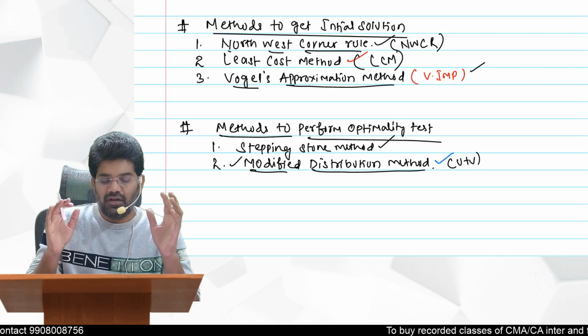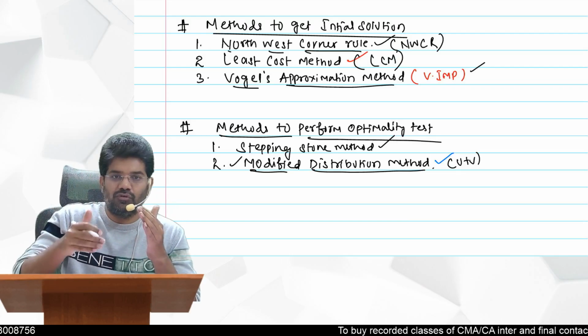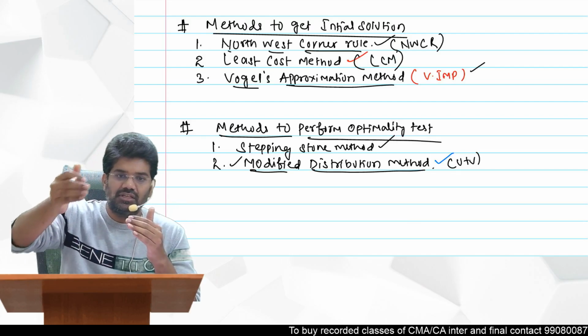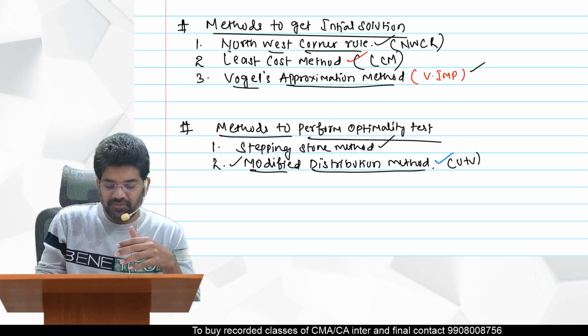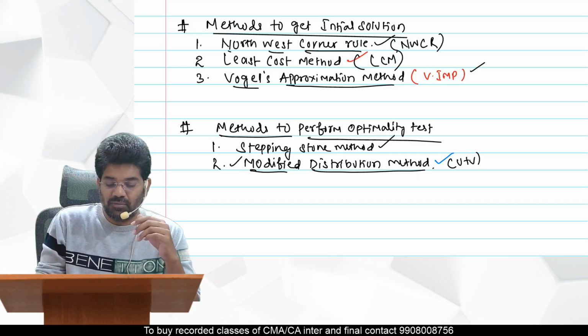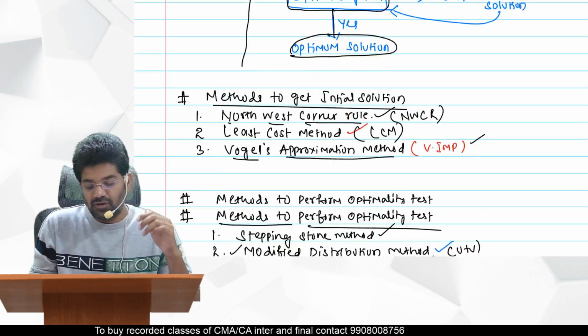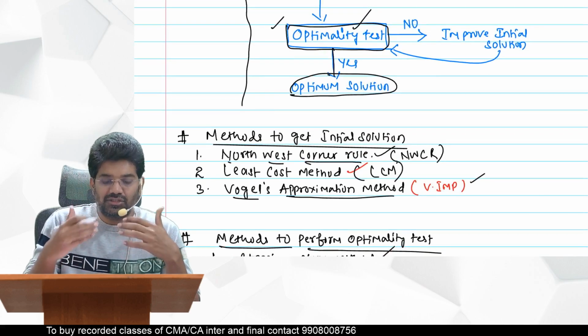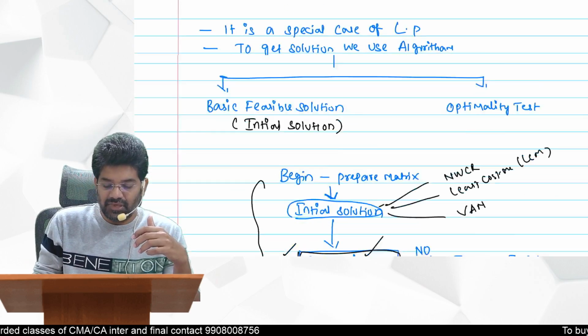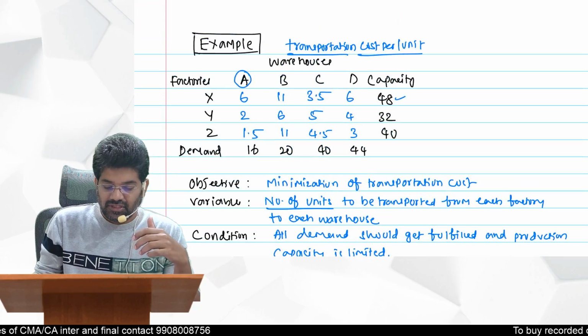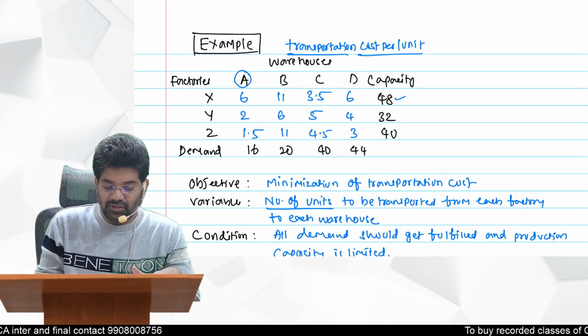So everyone, I hope you got the flow now. First the initial solution using any of these three methods, then the optimality test using any of these two. Usually which one we apply, I also told you. Right. Now it is time for us to get the solution using these three methods, taking the same example here.